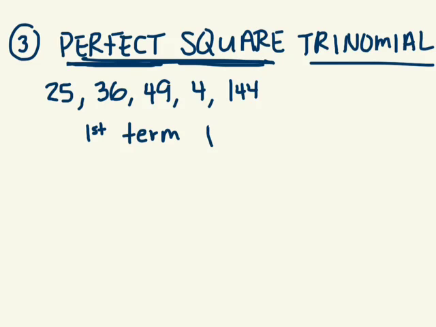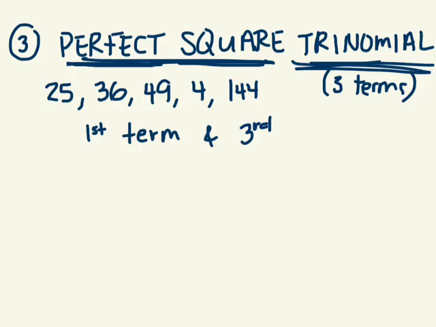and the last term, which in this case would be the third term, right? So the first term and the third term, because there's only 3 terms, it's a trinomial. That means 3 terms. So the first term and third term are perfect squares. If you recognize that the first term and the last term are perfect squares, then you're going to use this method of factoring. It's the easiest one. Okay, so let me show you an example.